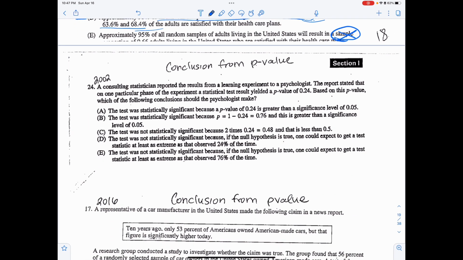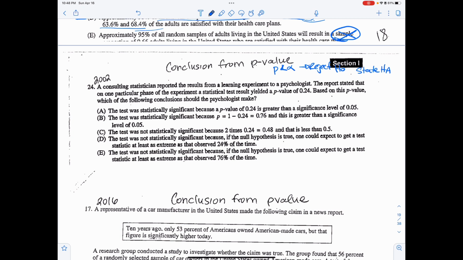All right, let's talk about conclusions from the p-value. We've talked about what p-value means in our other video. When p is low, so it's less than alpha, we're going to reject H0, and we're going to state Ha. We're going to say, yes, we have enough evidence for Ha, but never prove.